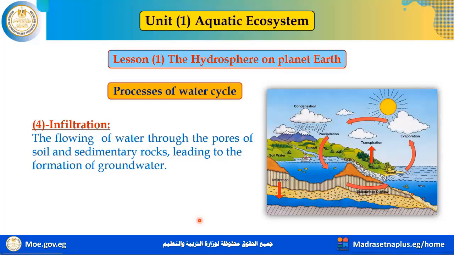Infiltration is the flowing of water through the pores of soil and sedimentary rocks, leading to the formation of groundwater. And this is a very important part of the process of the water cycle. I will mention that again. Infiltration. Repeat, infiltration. Good. The flowing of water through the pores of soil and sedimentary rocks, leading to the formation of groundwater. Excellent. Does anyone have any problem with the clarification? Good, excellent.